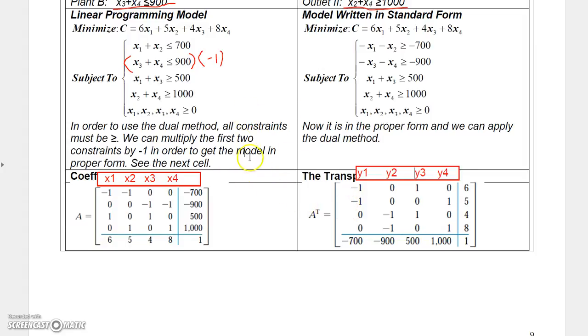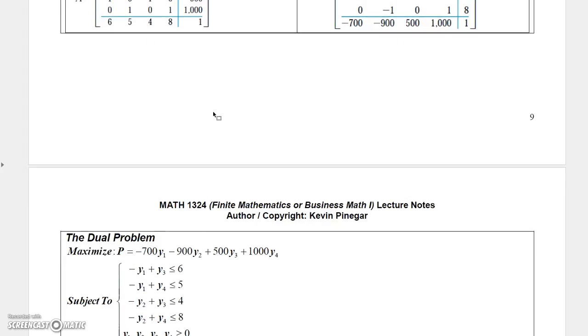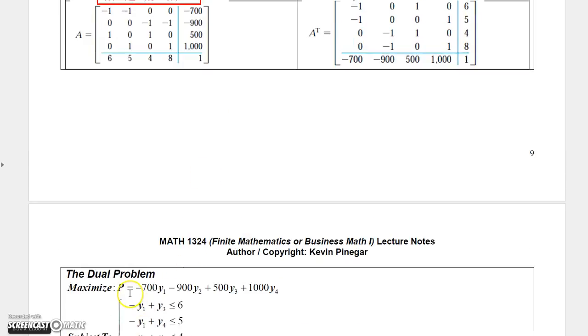Now, from this transpose, we get our dual. So we get our dual. Let's see if you can see it here. All right, so our dual problem, our objective function from the bottom row is -700 y1 minus 900 y2 plus 500 y3 plus 1000 y4.